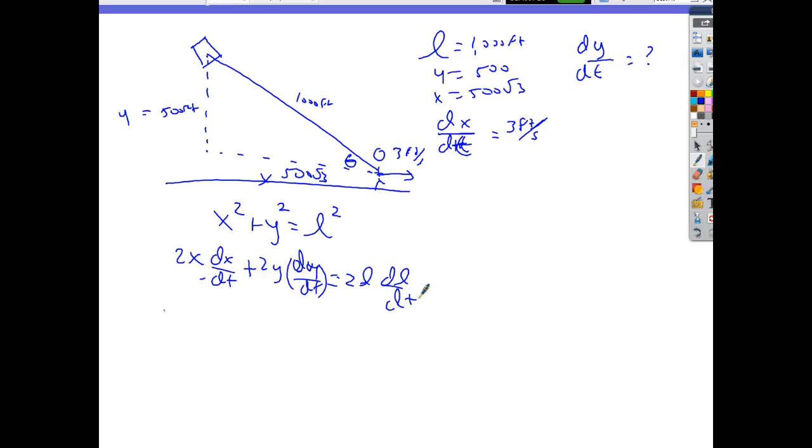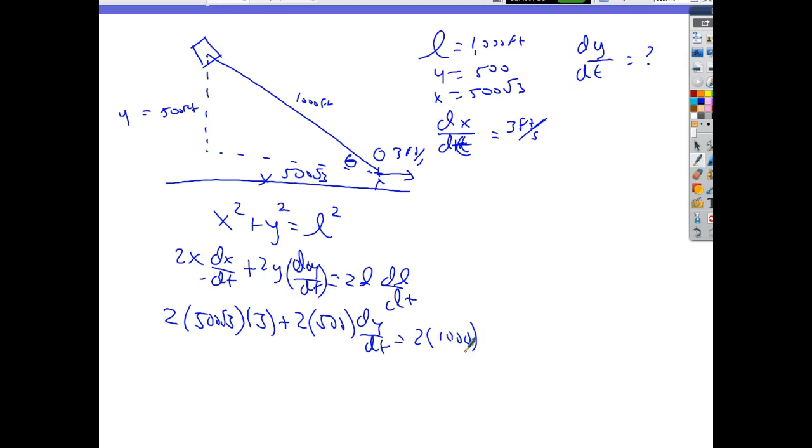Now we start plugging things in. 2, what was x? 500 root 3. What's dx/dt? 3. Love it. Plus 2, what's y? 500. What's dy/dt? We don't know. That's what we're looking for, though, so it's okay that I don't know that. 2. What's the length? 1,000. What's dL/dt?